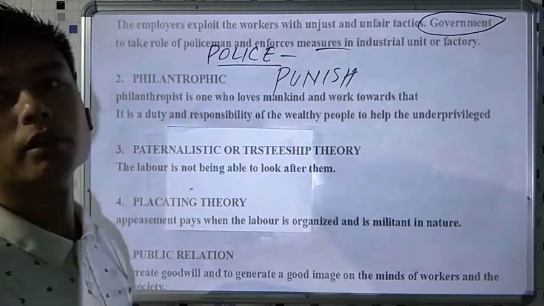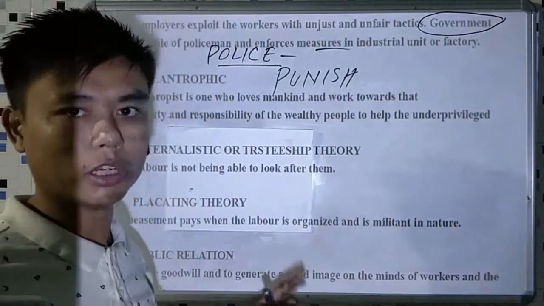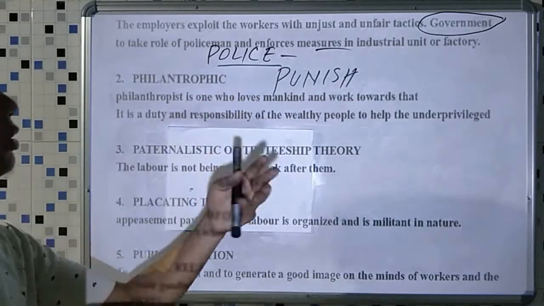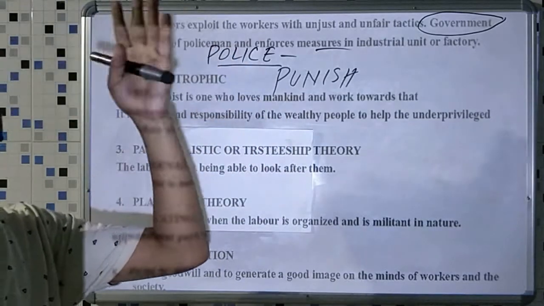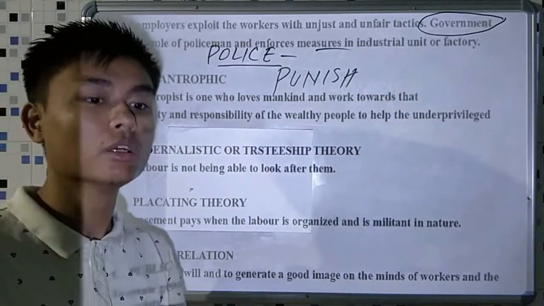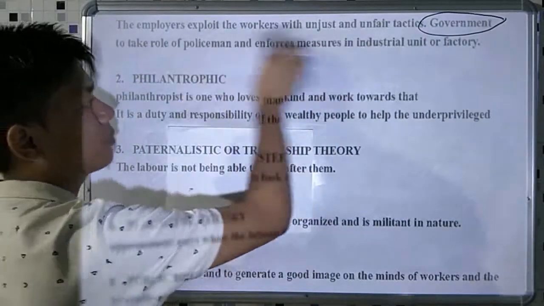Penalty, imprisonment. I hope it's clear. You can go and read on the net too, no problem, but just remember the policeman, what they do. Basically, the government behaves like he goes and watches. You are exploiting. So that's it.